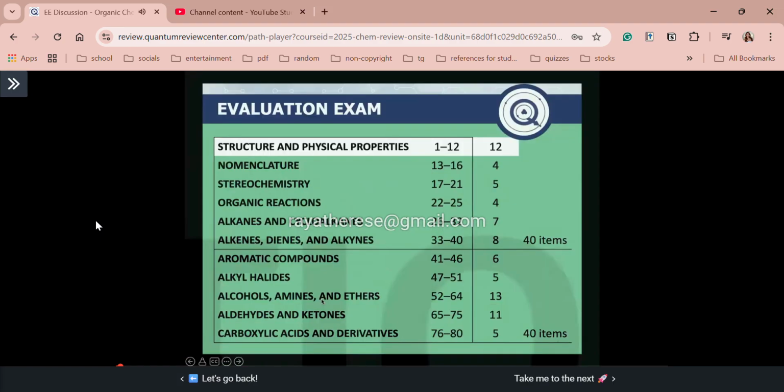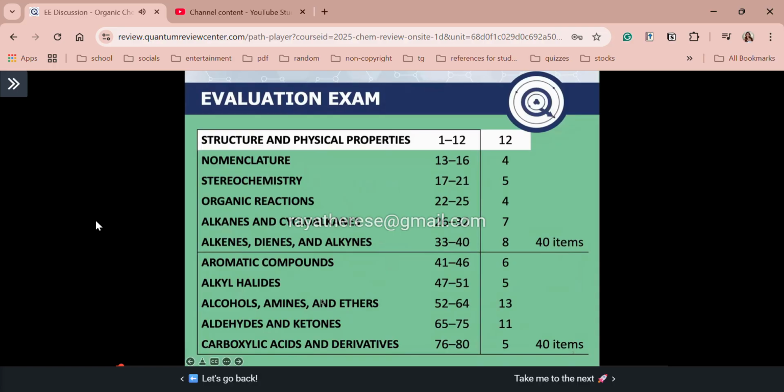So for org chem, remember, I only handled the first part. That's the basic organic chemistry from your structure and physical properties until the chemical reactivity and the structural features of your alkenes, dienes, and alkynes. So class, again, i-cover ko lang po yung 40 items or the basic organic chemistry part ng evaluation exam. So with that being said, start na tayo with our first item.